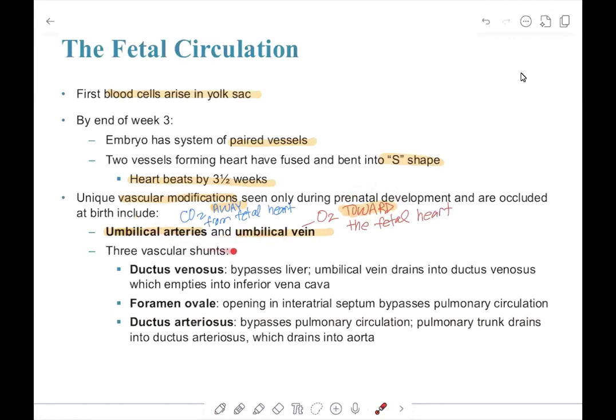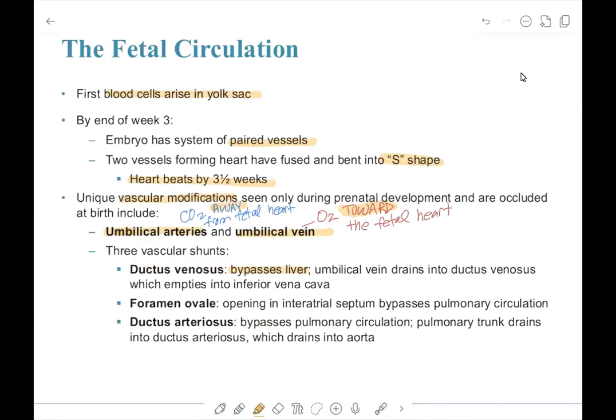So in addition to having these two blood vessels, we also have three vascular shunts. And the first one is called the ductus venosus, and it bypasses the liver. So the umbilical vein drains into this ductus venosus, and that empties into the inferior vena cava. So what happens here is blood is still flowing through the liver to keep the liver sinusoids, the cells in the liver functioning or receiving blood, but they're not playing their detoxification role that they will play after birth. So that ductus venosus is going to occlude at birth.